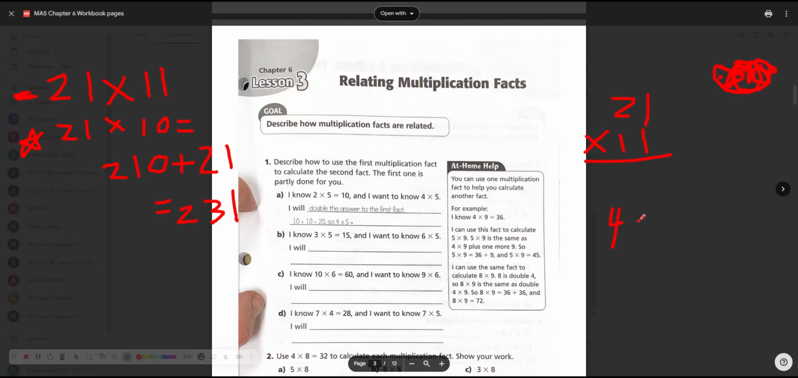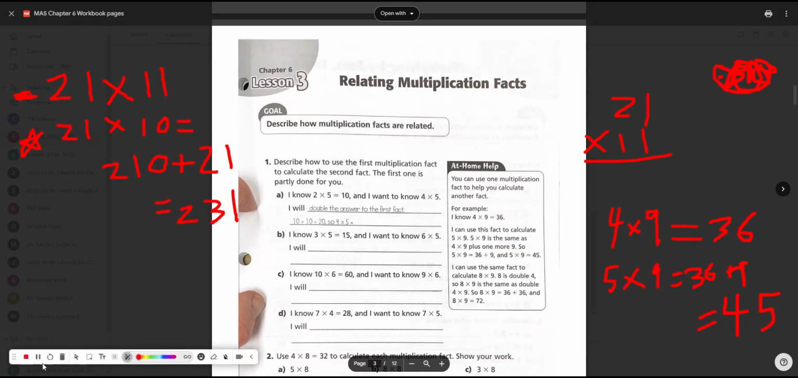If 4 times 9 is 36, and 5 times 9, that just means you have one more group of 9, which means you've got 36 plus that last group of 9, so plus 9. And you betcha, that's 45. So really nothing super new with lesson 3. They were just specifically saying, hey, use multiplication facts that you're comfortable with and then add on top of those. For example, here's another one.